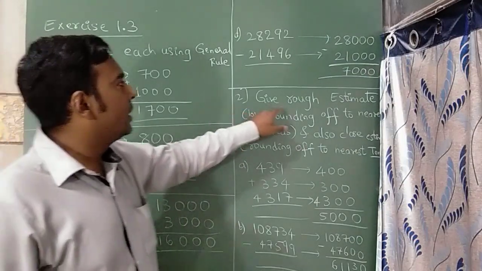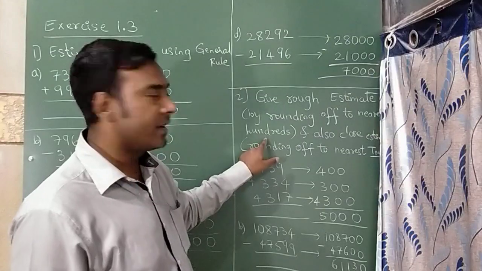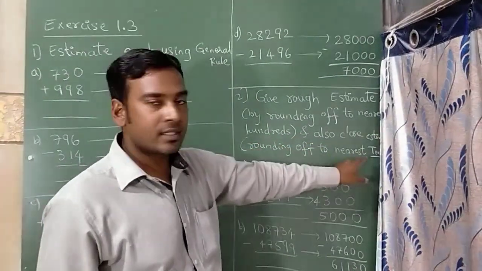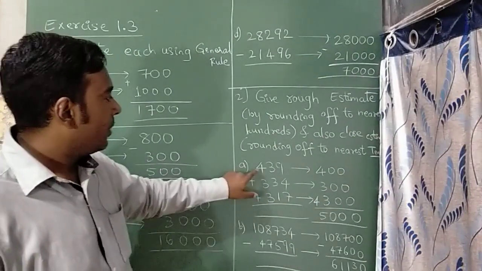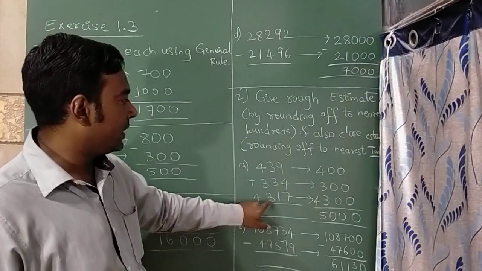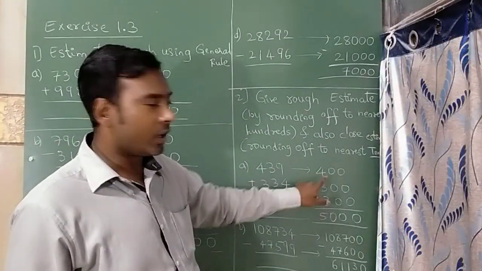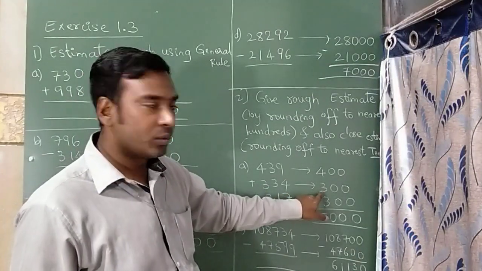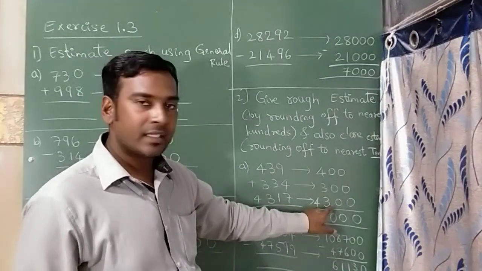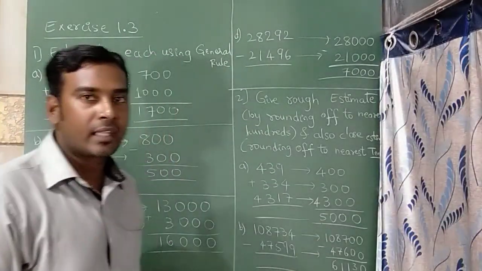Now second question, give rough estimate, by rounding off to the nearest 100 and also close estimates rounding off to nearest tens. So A, 439 plus 334 plus 4,317. If I round off, this is 400, this is 300, and this will be 4,300. If you add all three, you will get the answer as 5,000.